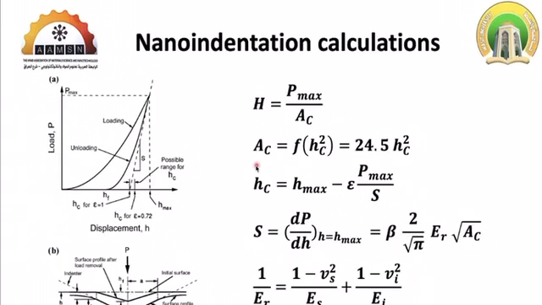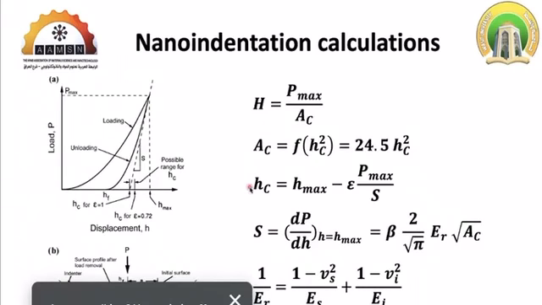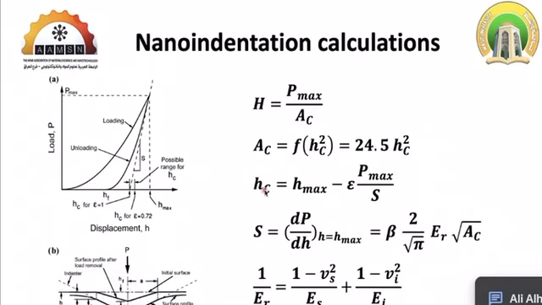Now, the important thing is that HC is not the depth of the indenter. HC is a function of H max and P over S, and we add epsilon here, which is a factor that depends on the shape of the indenter. For each indenter shape, Ball, Vickers, Berkovich, and so on, there is a particular epsilon.